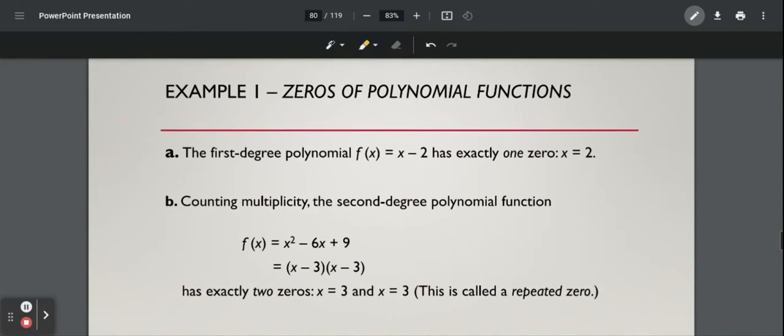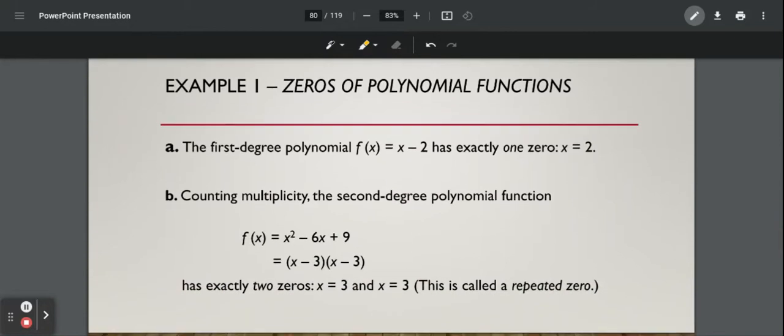In this first example, we have a first degree polynomial, x minus 2, which has exactly one zero at x equals 2. It has a degree 1, and if you set x minus 2 equal to 0 and solve for x, you get that x equals 2 as the zero.